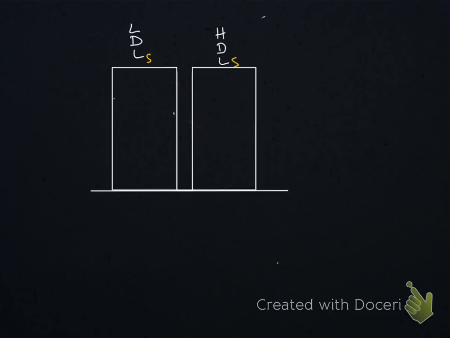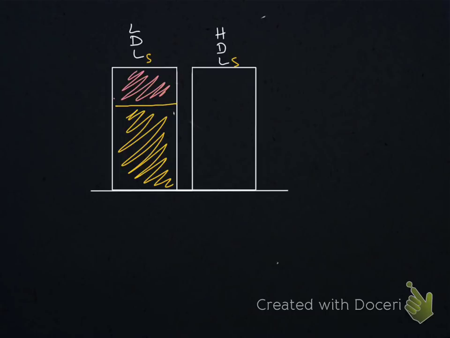So with a low density lipid, this would be roughly the percentage of lipid compared to protein. This is the protein, this is the lipid. With HDLs, this would be an example of the lipid versus the percentage of protein.